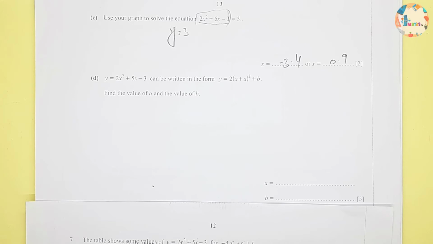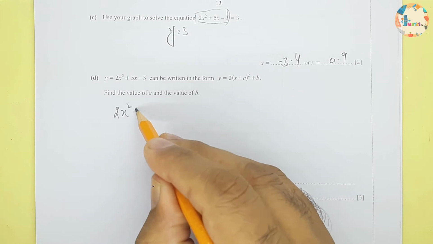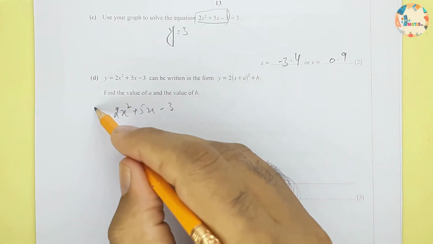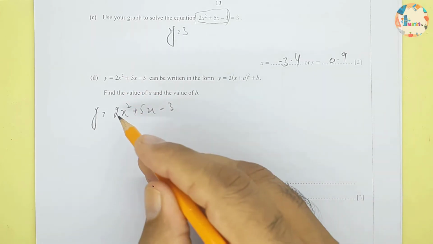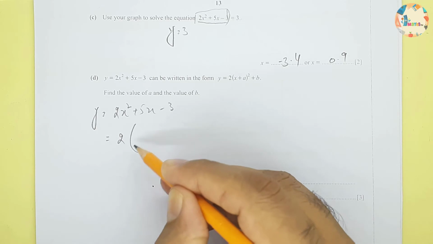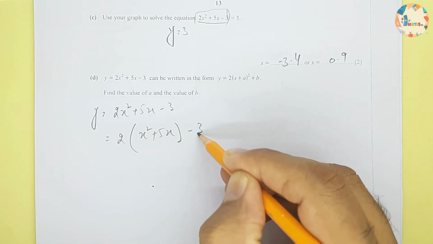Then part D: y is equal to 2x square plus 5x minus 3 can be written in this form. So basically this is a completing the square equation which we have to write in this format. By completing the square, we can write y is equal to 2x square plus 5x minus 3. Now we can take 2 common from these 2, so it will be 2, and inside will be x square plus 5x, and minus 3.